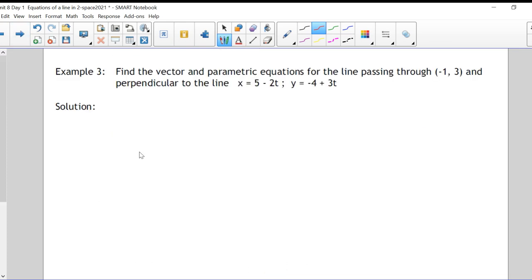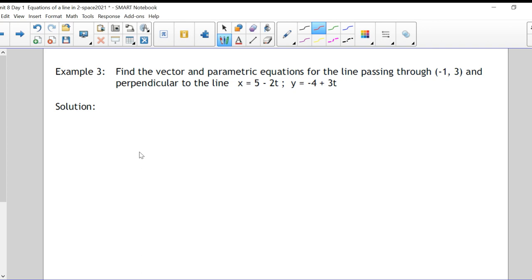All right. Find a vector and parametric equation for the line passing through (-1, 3) and perpendicular to the line. And now these lines are expressed in parametric form, right? x equals 5 minus 2t and y equals minus 4 plus 3t. Ouch.